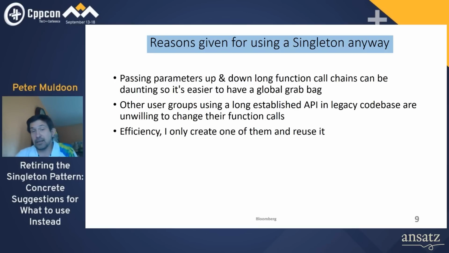Another reason is externally, other groups may be using your library. They're either linking into it or you're shipping them a shared library. They're calling into your API. If you change it, their code breaks, and they may be unwilling to change their function calls. They don't see this as a priority. It's not a big deal for them, or it's such an old piece of code in their system that no one really knows how it works anymore, and no one really wants to get in there and find out. And lastly, efficiency. I only create one of them and reuse it. I would maintain if you only need one of them, only create one of them and reuse it yourself.